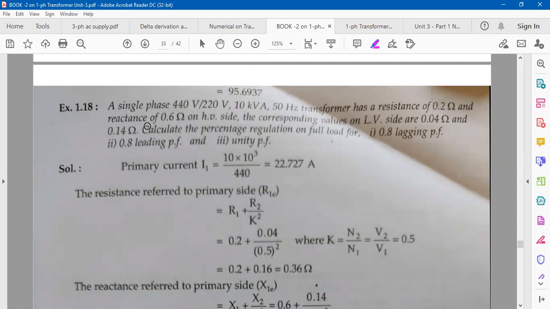side. On HV side, means HV is primary or secondary? Is the high voltage winding on the primary or on the secondary? HV stands for high voltage. Is the high voltage 440 or 220? Is the higher voltage 440 or secondary? Sorry, 440. 440 means HV is primary or secondary? Primary. This one, everyone please concentrate.